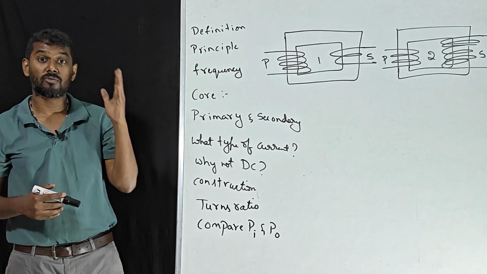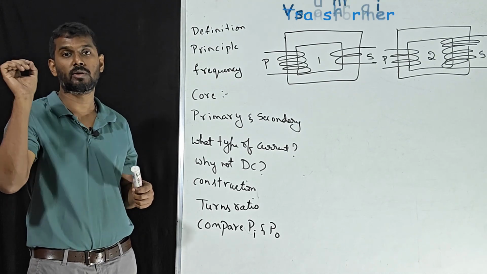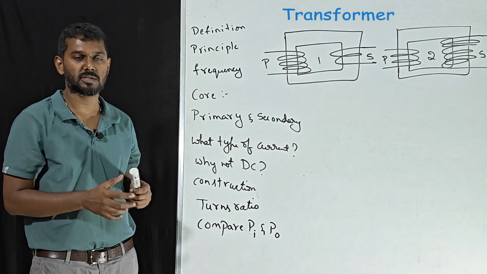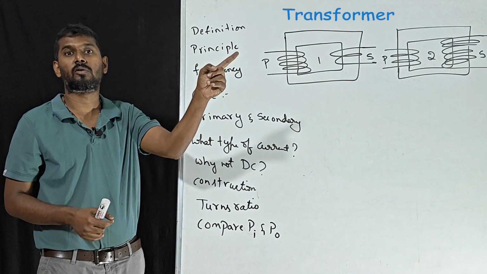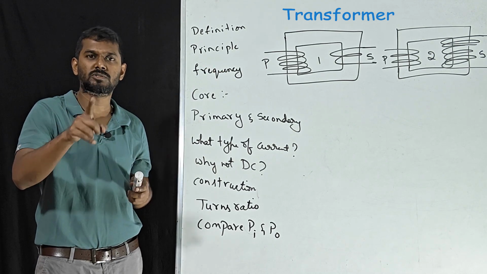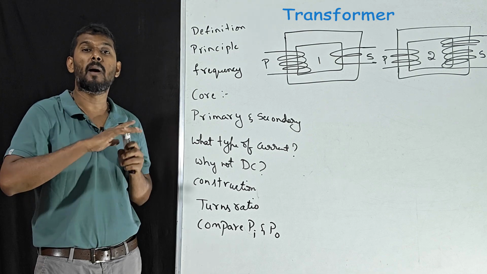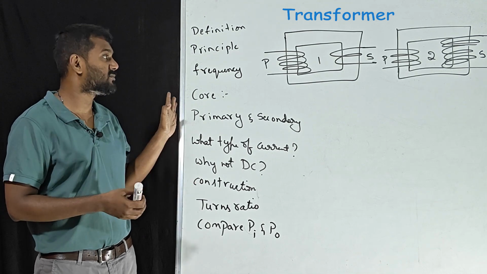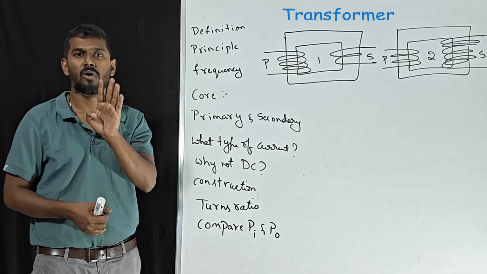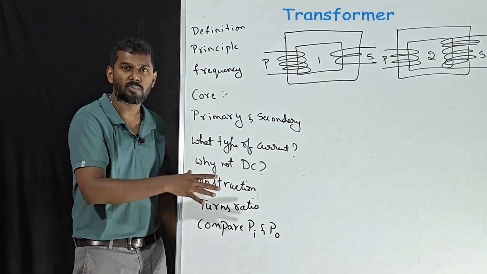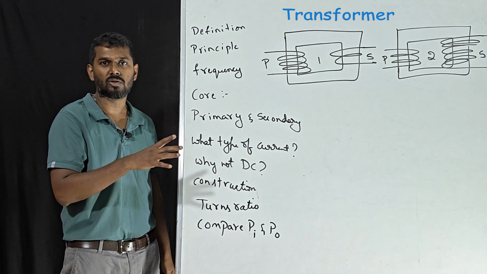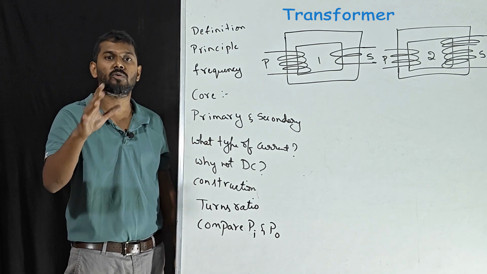Now we'll talk about our final concept, a very important concept when it comes to examination, because based on transformers, definitely one or two questions will be there. The maximum marks that can be asked from a transformer is 4 to 5 marks. And this concept is very easy to understand. If you understand it, you can answer any question.